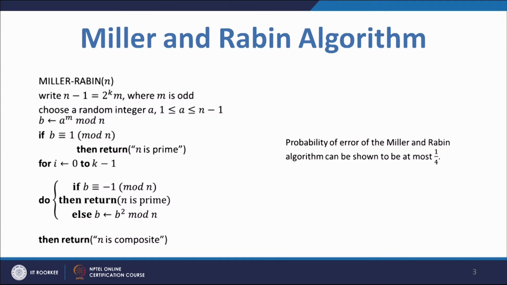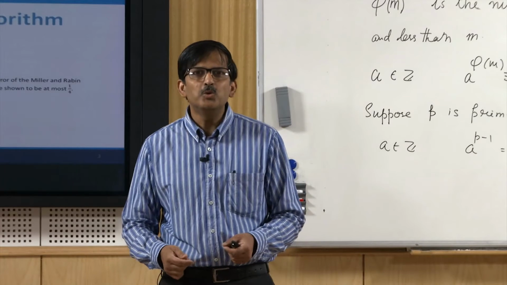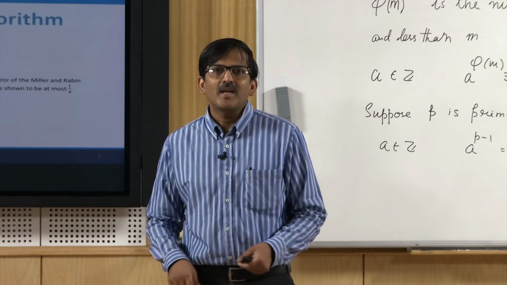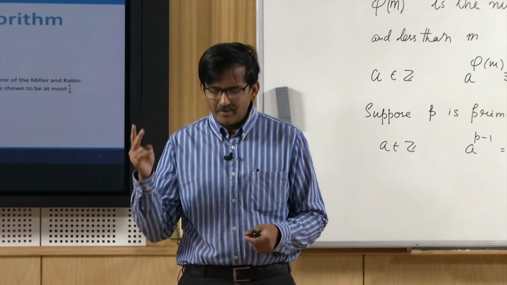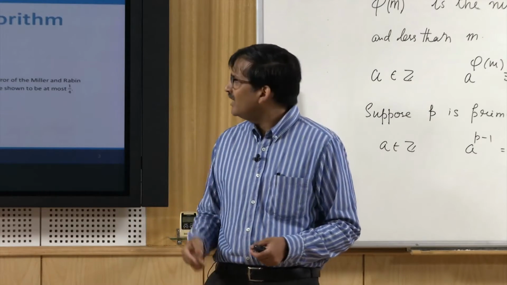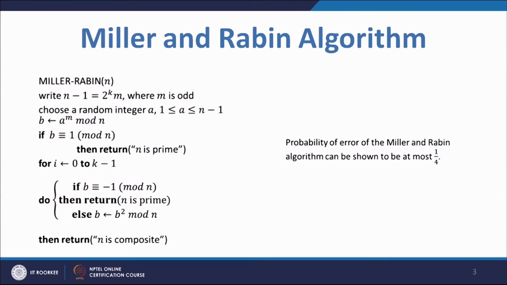Otherwise, I go into a loop. I basically keep on multiplying 2 with m one after another up to 2 to the power k, or in this case 2 to the power k minus 1, and check whether A raised to the power 2 to the power i into m is equal to 1 mod n or minus 1 mod n. That is what we do in this step. If you look at this step carefully, you will find that is exactly what is happening.